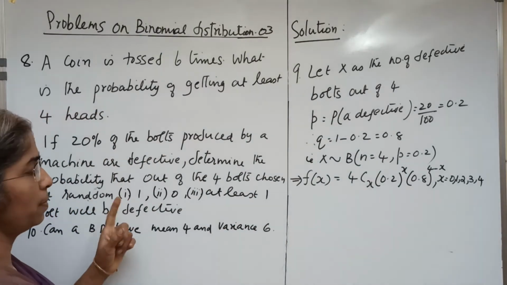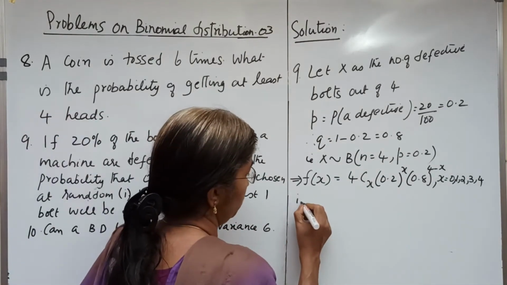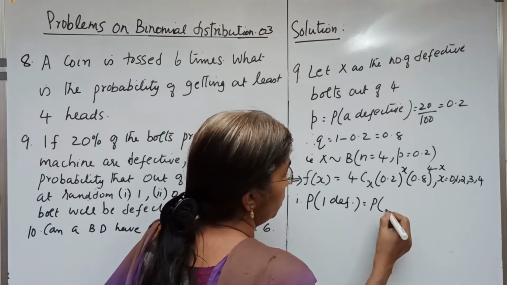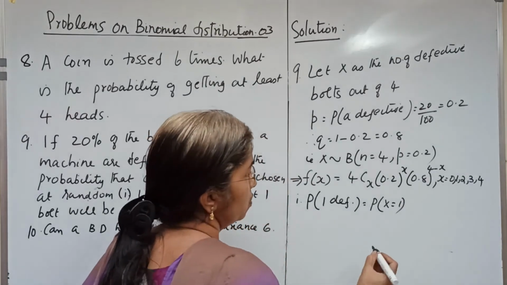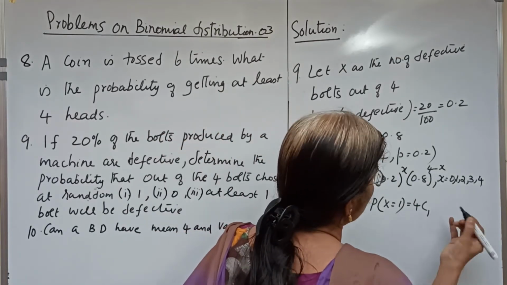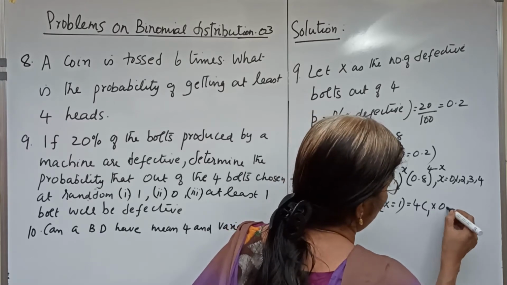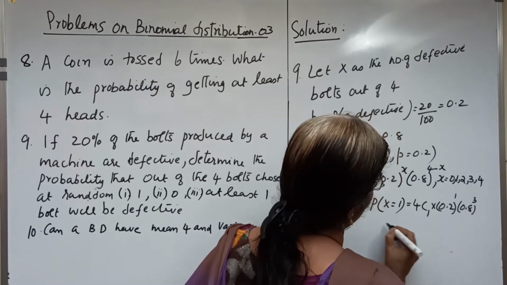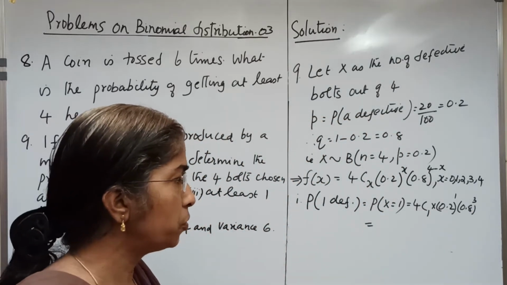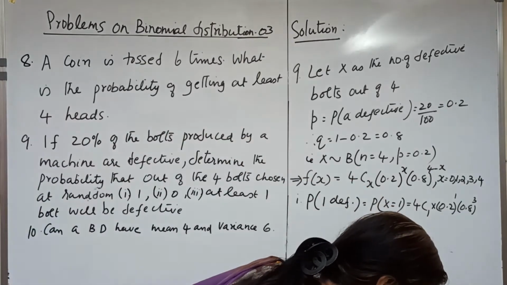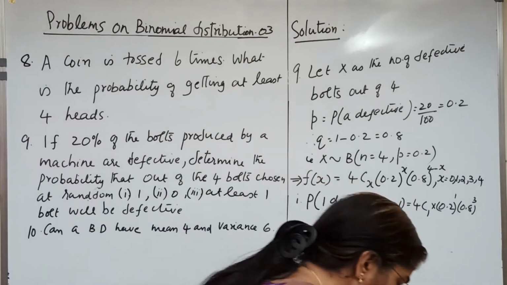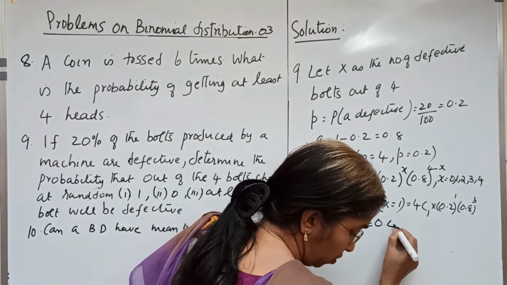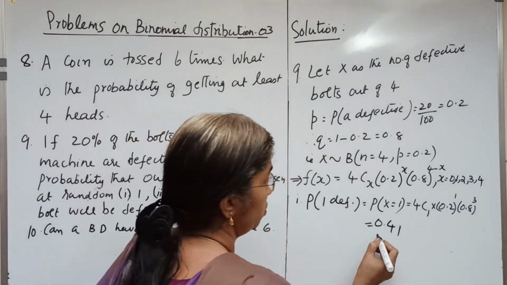Now simply, the probability of one defective. Question number 1, part 1 is the probability of one defective. So probability x equal to 1. So 4C1 into 0.2 raised to 1 into 0.8 raised to 3. So the answer is 0.41. You may check the calculation.